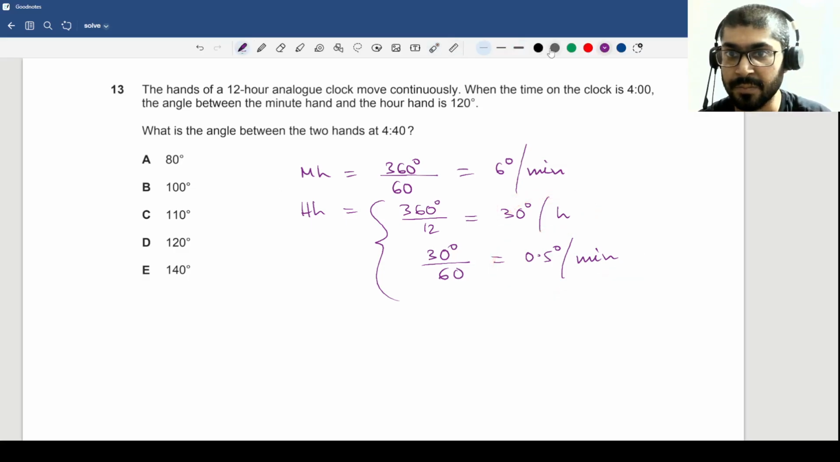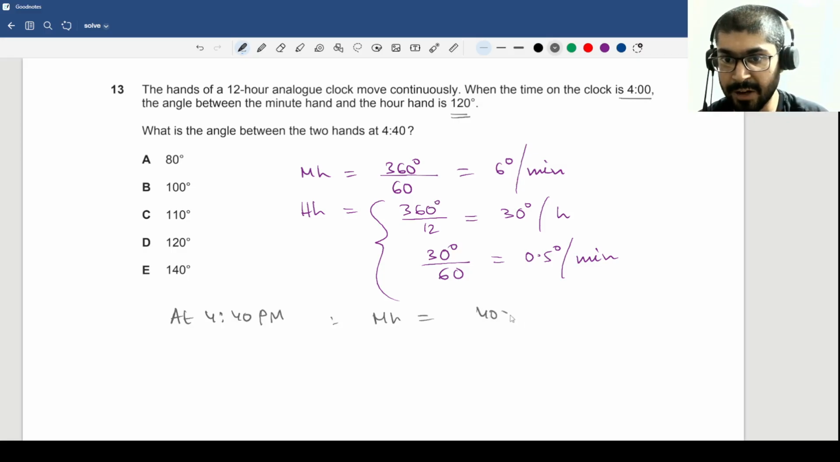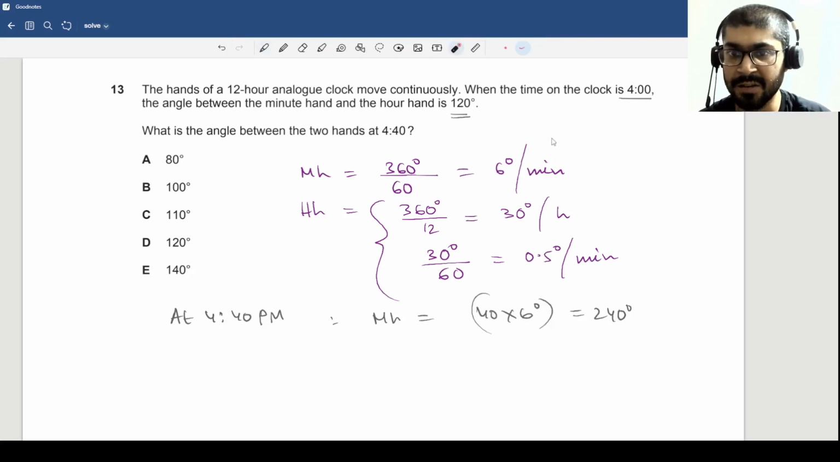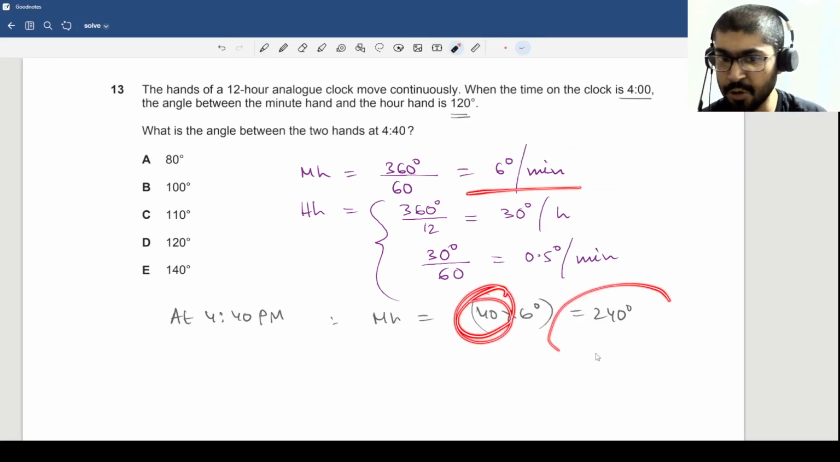Now at 4 o'clock the angle is 120 degrees. So we have to figure out what is the angle between the two hands at 4:40. That is the question. So at 4:40 p.m., what does the minute hand do? The minute hand is 40 minutes past, so it is at 40 into 6 degrees, which is 240 degrees. This was 6 degrees per minute and 40 minutes have passed, so 240 degrees.